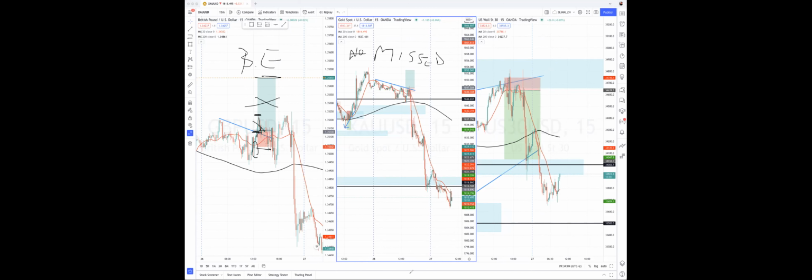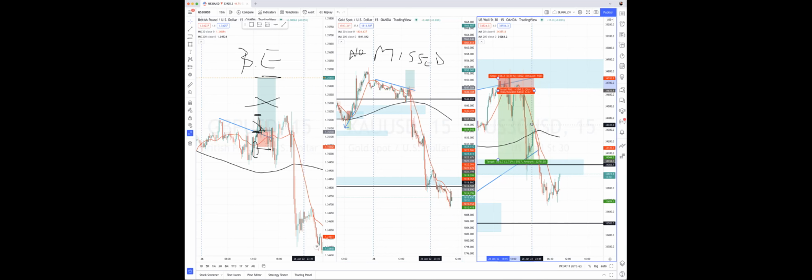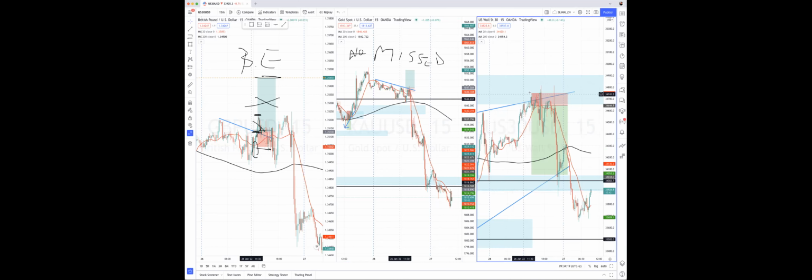Then I was also eyeing US 30. Okay, this just moved now. I was eyeing US 30 for a sell as well. So I marked this, but I think it moved around 4:30 p.m. on New York Open. It moved into profit, then back, and took me out here. So this one hit SL. I didn't really re-enter after this.